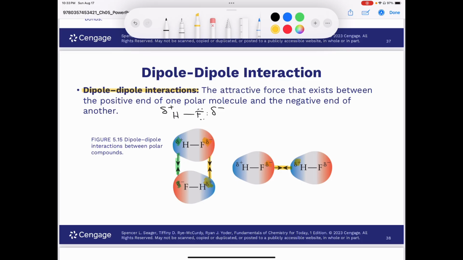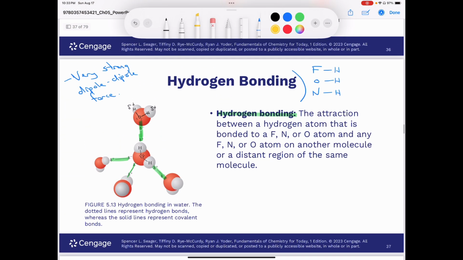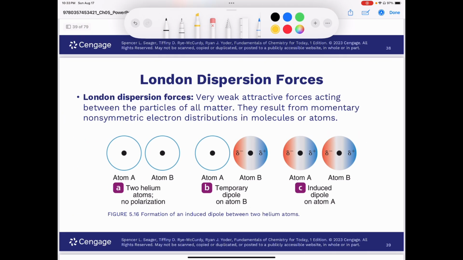And so again, if we go back to the previous slide, hopefully this clears it up, that all hydrogen bonding is, is nothing more than a dipole-dipole force, but it's just a very strong one when you have FON, right? When you have a fluorine bound to hydrogen, or an oxygen bound to hydrogen, or a nitrogen bound to hydrogen. And the weakest of all the intermolecular forces are the London dispersion forces.